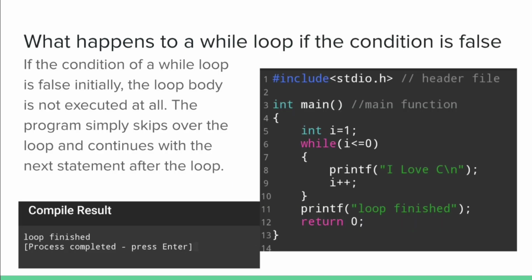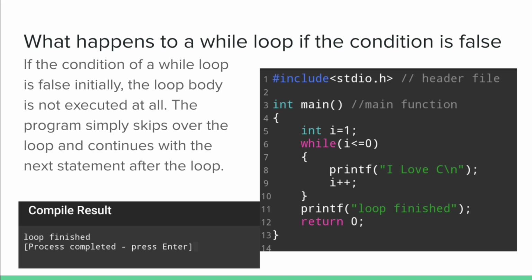Now what happens to a while loop when the condition is false? You can see here we have a program. Here the condition is i less than or equal to 0, but the value of i is 1. So 1 is not less than 0, that's why the condition is false. So what will happen in this loop? It will directly terminate the loop. It will not enter the loop. It will come out of the loop, and whatever statement is outside the brackets, it will display that. Like outside the brackets the printf loop finish statement is there, so in the output we are going to display that part.